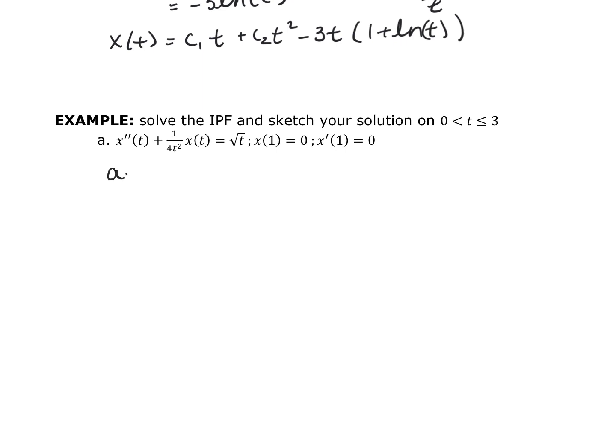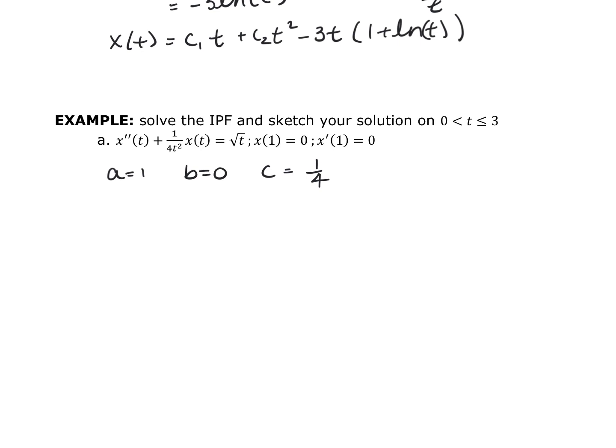So I have A is 1, B is 1/4. Oh, no, sorry, B is 0, excuse me. B is 0, because it's like the first one, B is 0. And C is equal to 1/4.